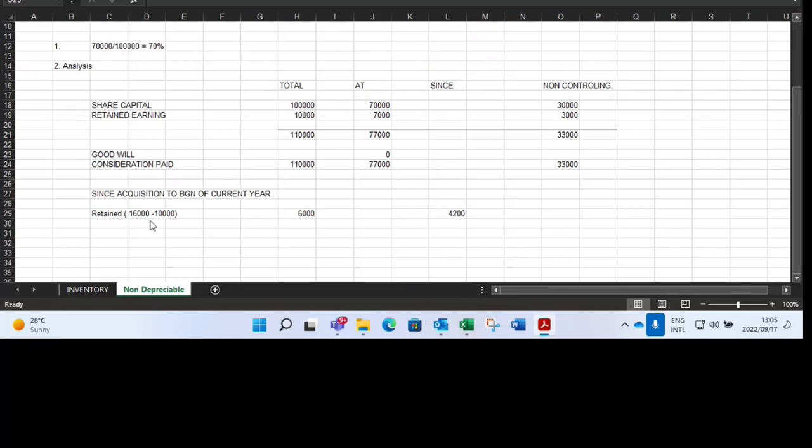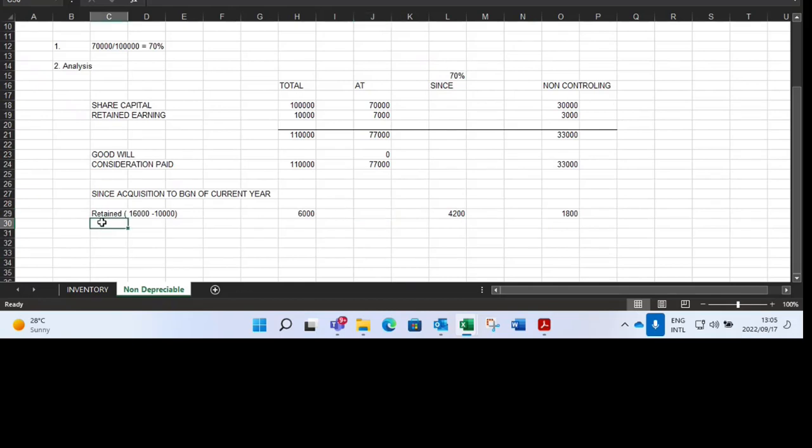So we say 16,000 minus 10,000, the one when we acquired, is 6,000. 6,000 times 70% gives us the 4.2. Then 6,000 minus 4.2, that balancing figure will be 1,800.